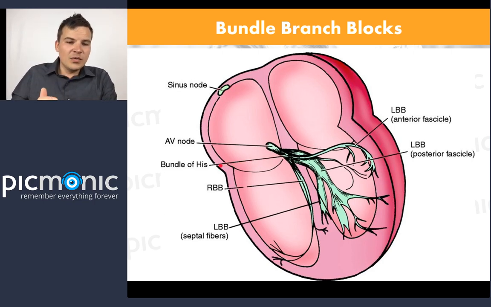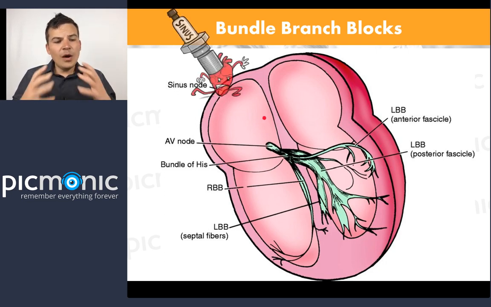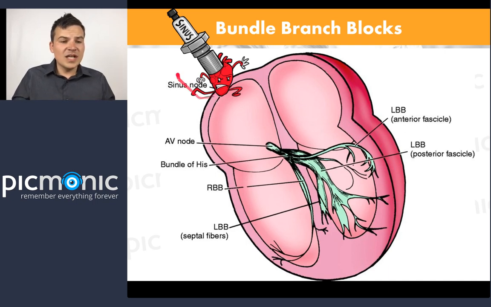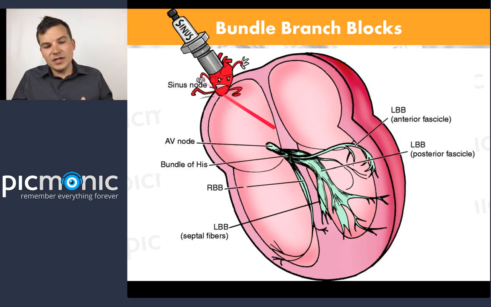So one of the things I want to talk about is the electrical physiology of the heart. When we talk about the electrical physiology, we have to talk about the sinoatrial node. We've got this sinoatrial node here, our little spark plug. What's really important to know is that it's at the top of the heart. So electrical activity comes from up here, and it comes down from the right side all the way down to the left ventricle. It comes from the sinoatrial node to the AV node.